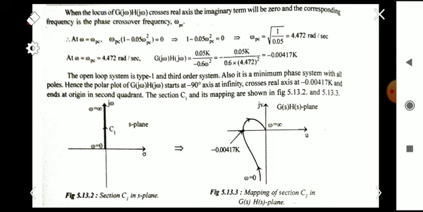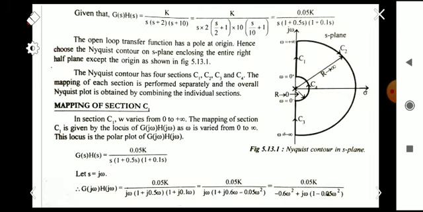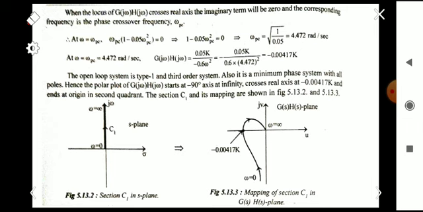We will substitute the value of omega in the G(j omega)H(j omega) equation for the real part. The real part is 0.05 k divided by minus 0.6 omega square. So we substitute the value of omega in the real part, and if you substitute omega as 4.472, we get the crossing point. At omega equal to omega pc, the crossing point is minus 0.0417 k.